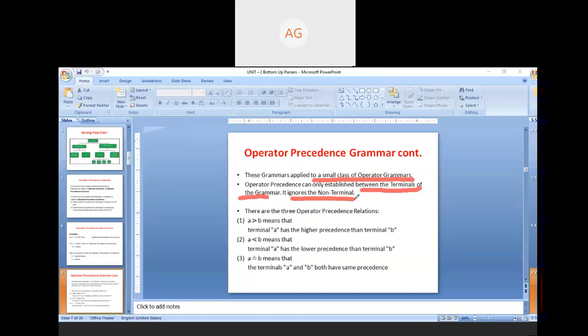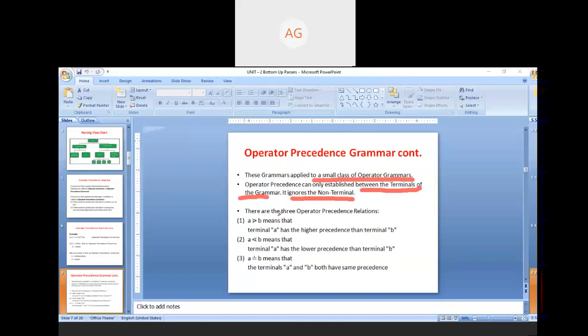The operator precedence table is between the terminal symbols, and in that table non-terminals do not exist. As we already studied, in the LL1 parsing table there exist non-terminals as well as terminals, but in the case of operator precedence grammar the table is made between the terminals itself, and there is no need for non-terminals in the operator precedence parsing table. So just remember this concept.